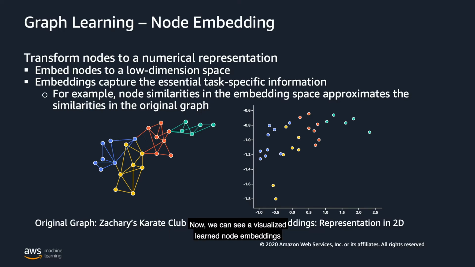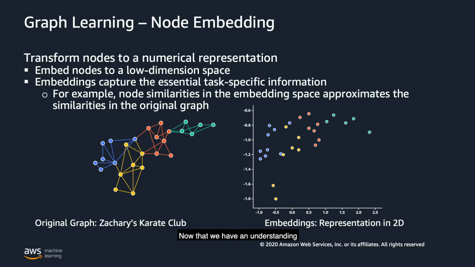Now, we can see visualized learned node embeddings for the Zachary's Karate Club graph in 2 dimensions. We can see that community structure in the original graph is encoded in the node similarities in the embedding space. Specifically, using cosine distance as a measure of node similarity in the embedding space, we can see that nodes in the embedding space that are close to each other tend to be connected in the original graph and be part of the same community. It is easy to see how the task of training a node classification model in this embedding space reduces to finding a separating hyperplane in the embedding space.